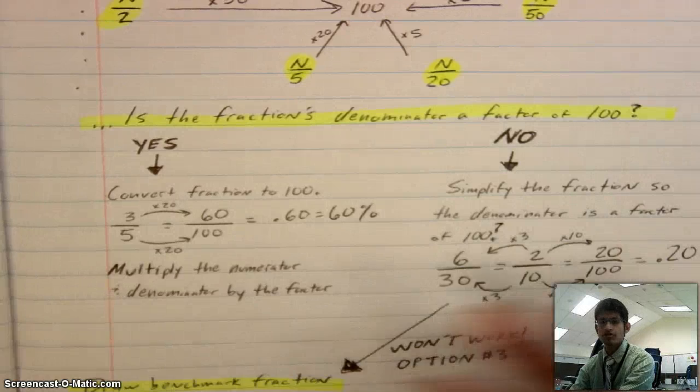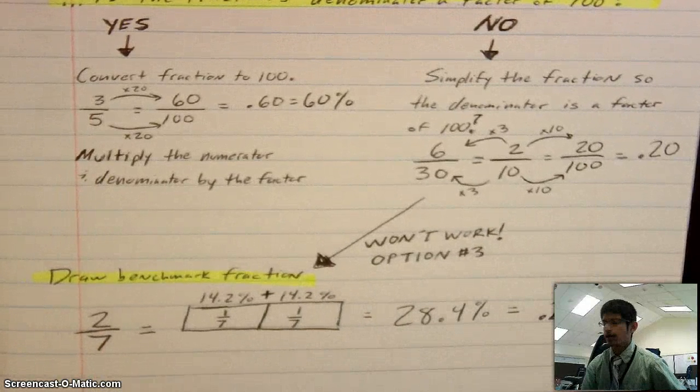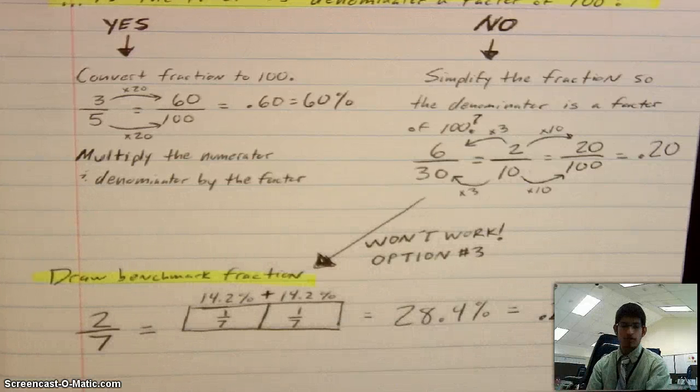If those two options aren't working, I highly recommend you just draw the benchmark fraction. That's what we did today in class. We were drawing the 3/5 and we were drawing the 2/3. Just draw that out. That should be in your notes as the page that we did today, and that is a great third option to turn your fraction into a decimal.